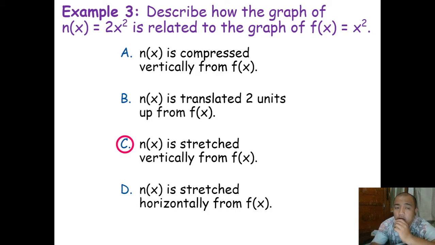The answer is C. N of x is stretched vertically from f of x. So I mean to say, it will become narrower.